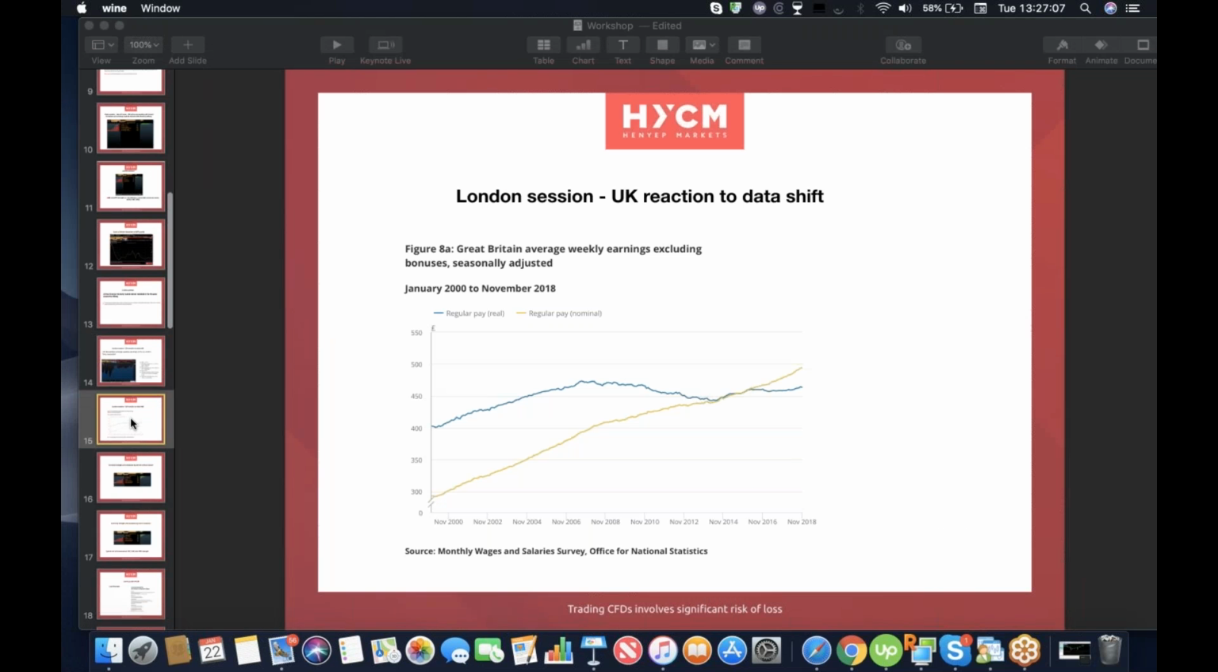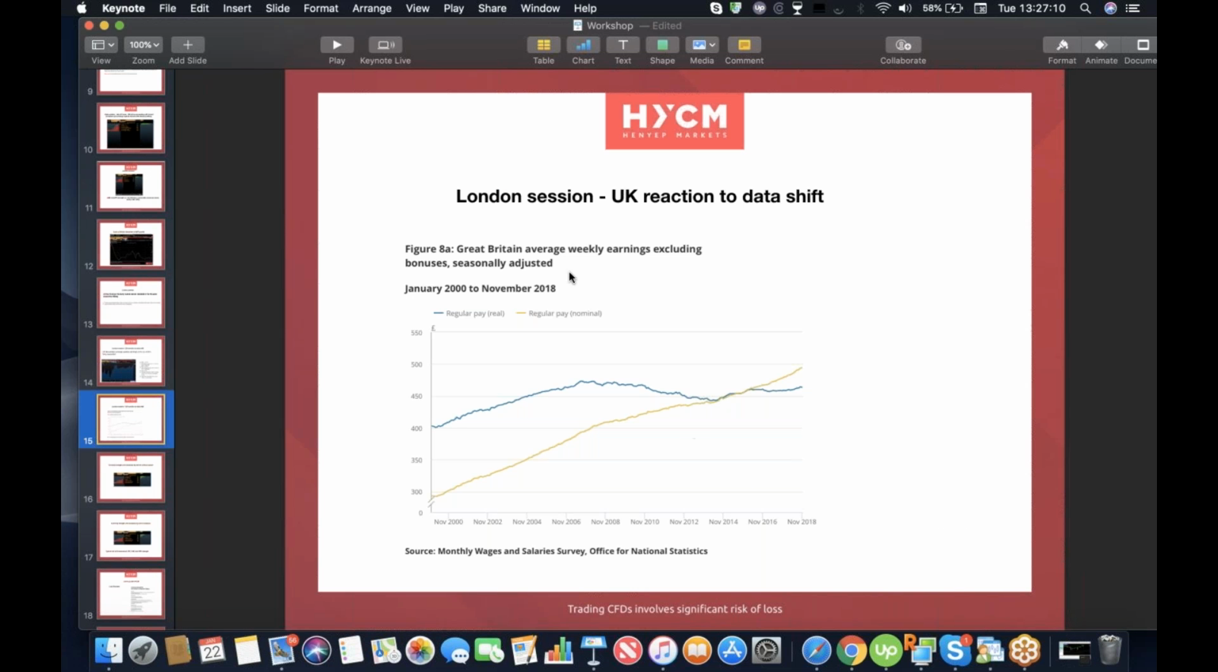So looking at the UK, you can see that average weekly earnings have been going up steadily, and the regular pay has been going up steadily. So in real terms and in nominal terms, we've got this uptick in UK wages. If UK wages increase, that's going to put pressure on consumption and inflationary pressure, and it's going to make interest rate rises more likely. So that's the connection between earnings, inflation, and interest rate rises.